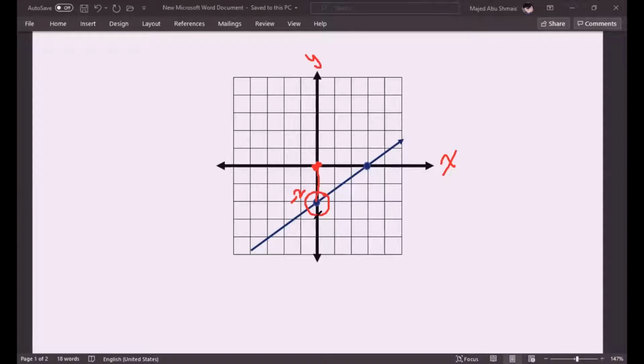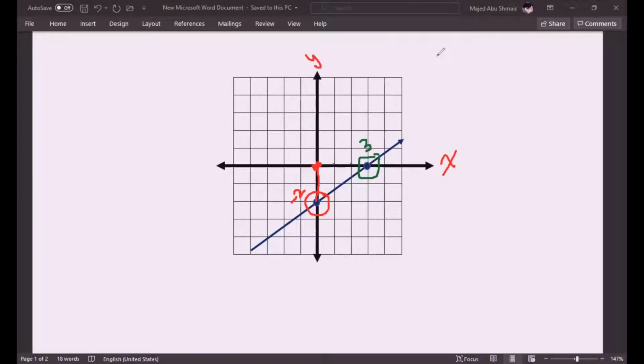What is the x-intercept? The x-intercept is the point where this line passes through the x-axis. We can see that this is the x-axis, and this line passes through the x-axis at this point. And how much is that? We count the squares. 1, 2, 3. So the x-intercept of this line is 3.